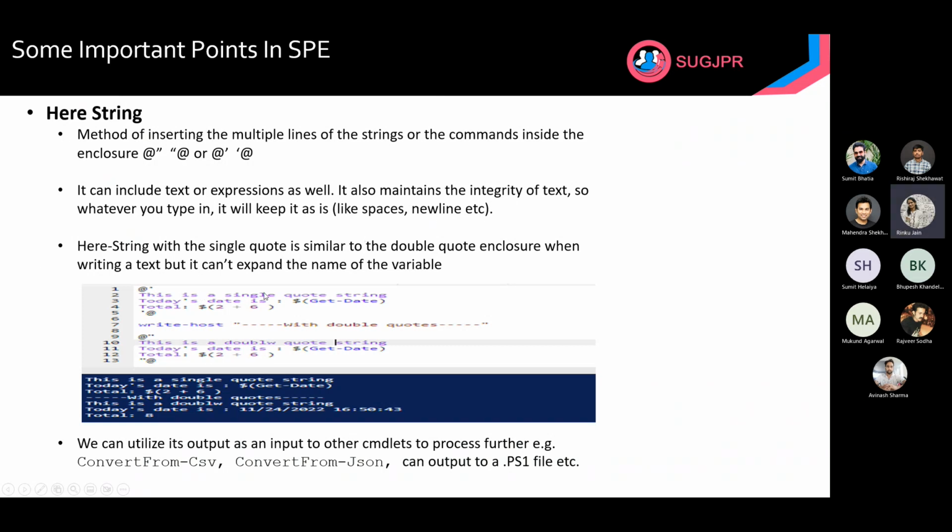Now we'll see that example. And one more point here is that we can utilize its output as an input to other commands. Because we have all the text in a readable format in one place, we can simply use other commands like ConvertFrom-Csv to generate the output in CSV format, ConvertFrom-Json to convert the output in JSON format, and we can also output that in a script file or something else as well. So let's see an example of that too.